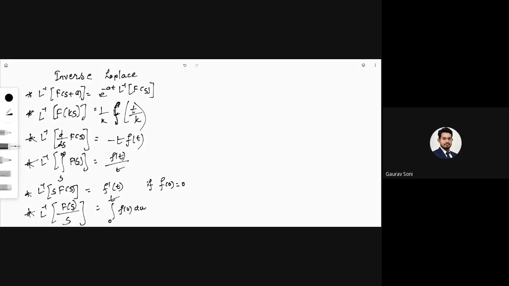These properties we have seen. We have solved examples on some of the properties. Some are remaining. So I'll go for the example now.